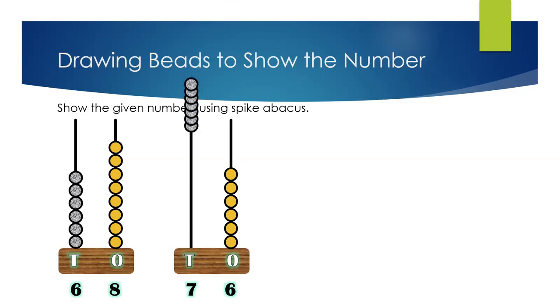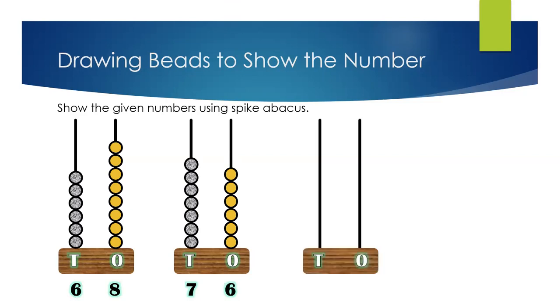And here are the beads in the 10 spike. 1, 2, 3, 4, 5, 6, 7 beads in the 10 spike. So the number we are representing through the spike abacus is 76. Here's another question. Here we have to represent the number 84.